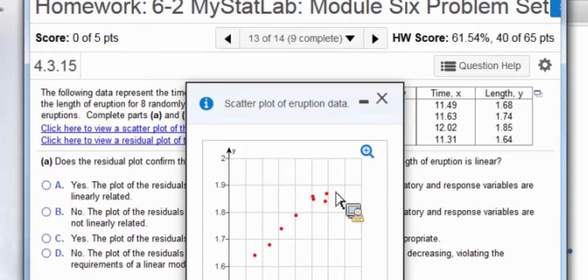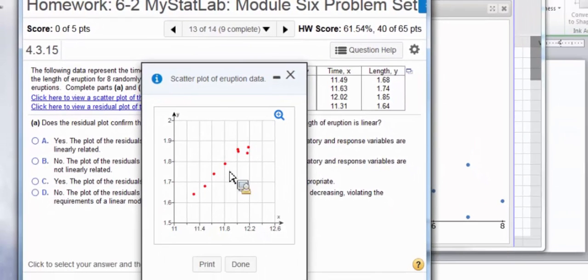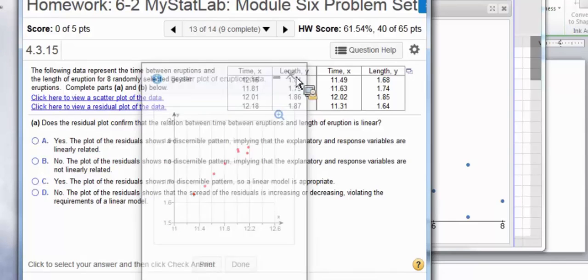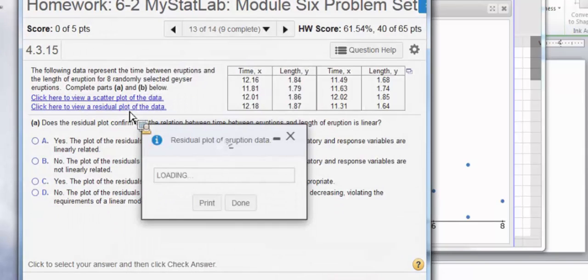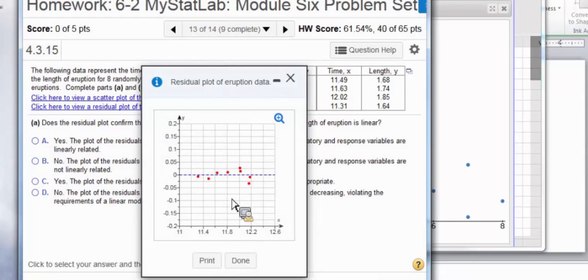So does this look pretty straight? Does this look like a pattern? Yeah, to me that looks like a very strong pattern. Nice and straight. Look at the residual plot. So does this look straight?